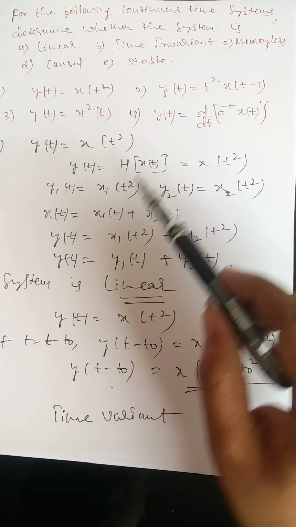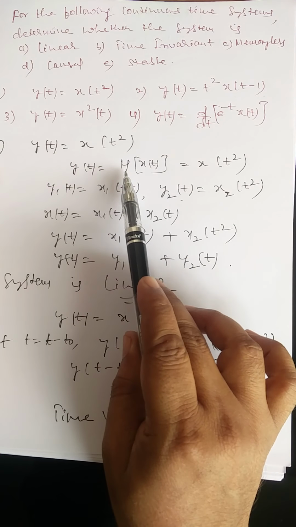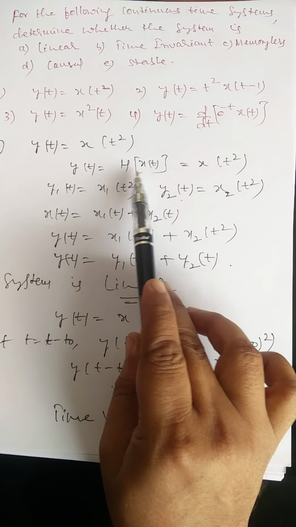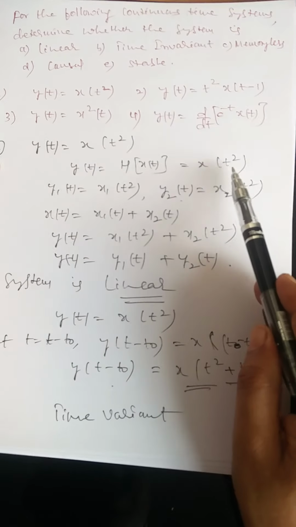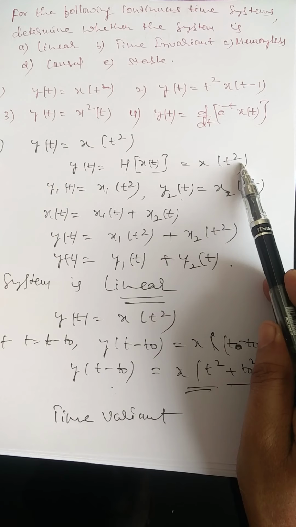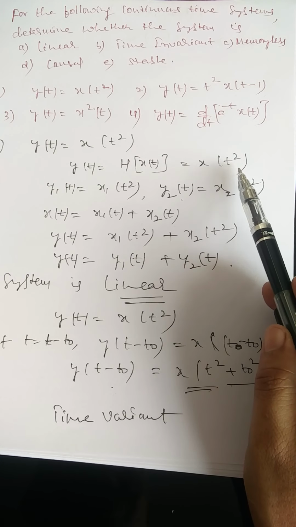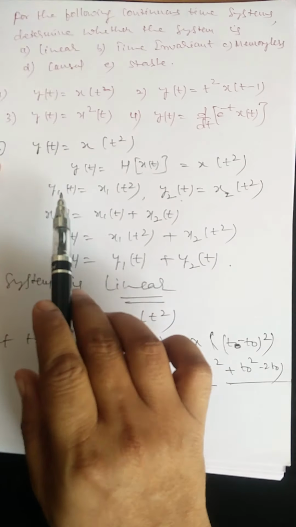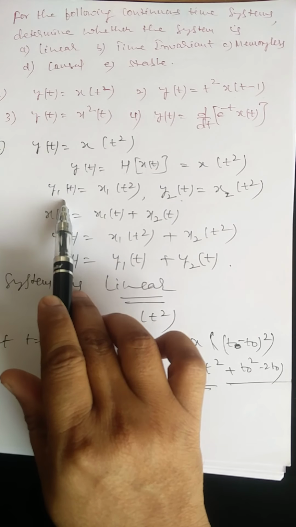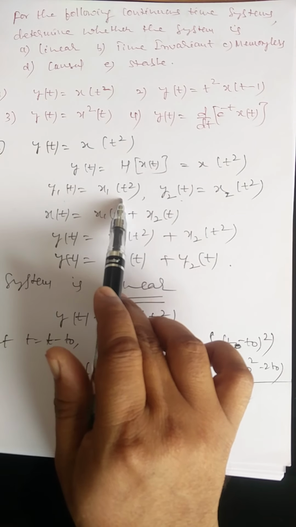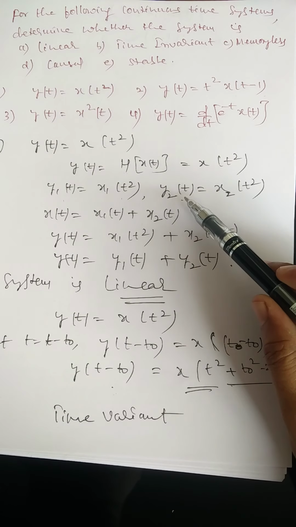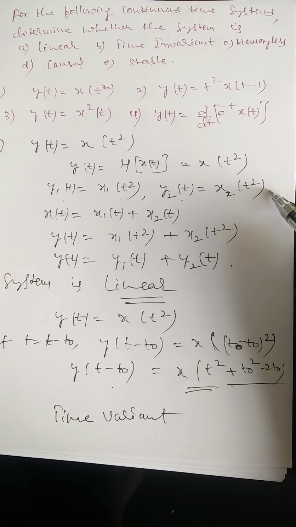square. When you do the operation on x of t, here h indicates the operator of a system. When you do the operation on x of t, y of t will become x of t square. To check its linearity, that is linear or non-linear, first take input signal x1 of t, then the corresponding output is y1 of t is equal to x1 of t square. For the same continuous time system, if I take x2 of t, then the output response y2 of t is equal to x2 of t square.